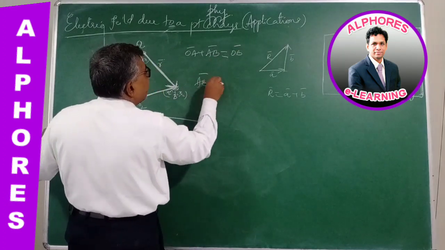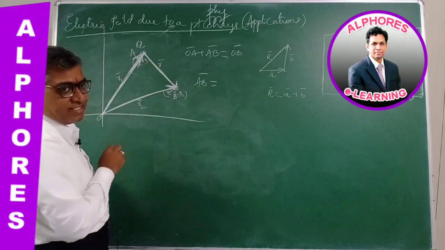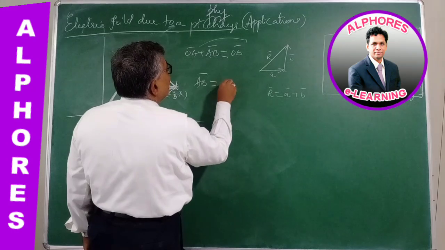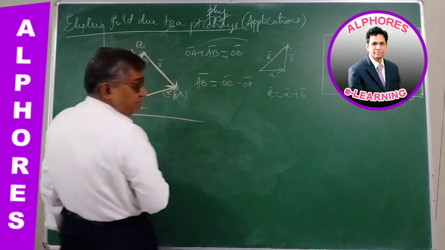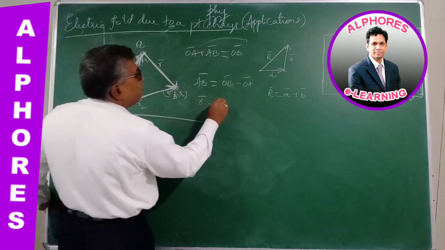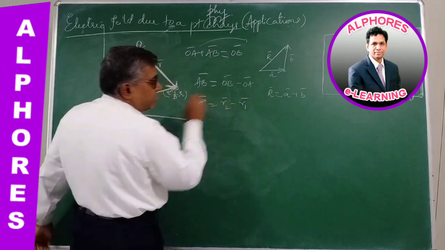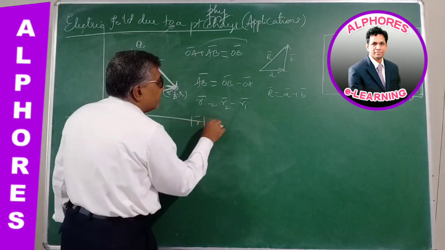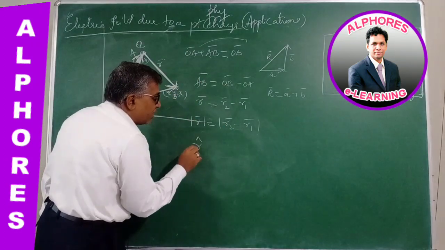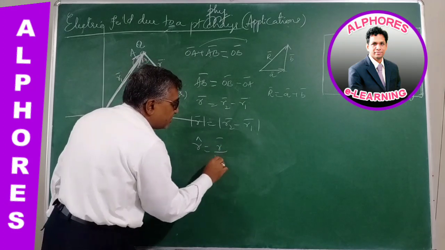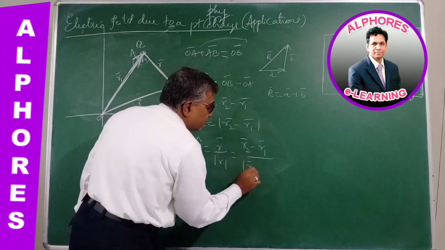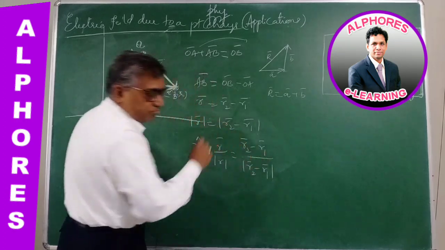So AB bar is the radius vector, the displacement vector from A to B. AB bar is OB bar minus OA bar. So AB bar is R bar, and OB bar is R2 bar, OA bar is R1 bar. The magnitude of R bar is mod R2 bar minus R1 bar. The unit vector of R bar is R bar by mod R, that is R2 bar minus R1 bar by mod R2 bar minus R1 bar.